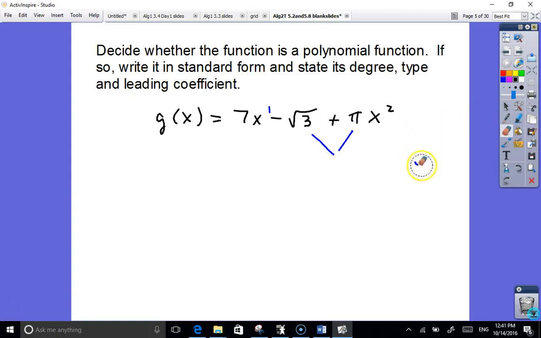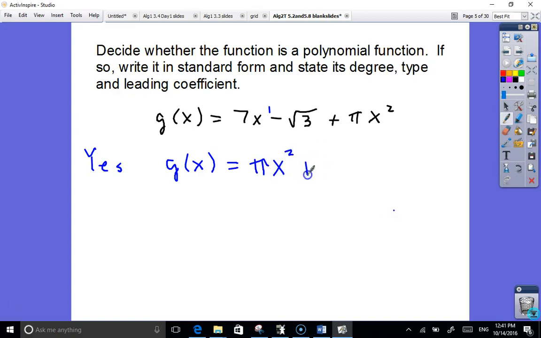So now that we've said, okay, this is yes, this is a polynomial, then it says put it in standard form. So that's a yes for polynomial. Okay, standard form, you should put the highest power term on the left and then have it in decreasing order of the powers. So the highest degree term is pi x squared. And the next, plus 7x. And the next, minus the square root of 3. I mean, in the end, the square root of 3 is just a constant.